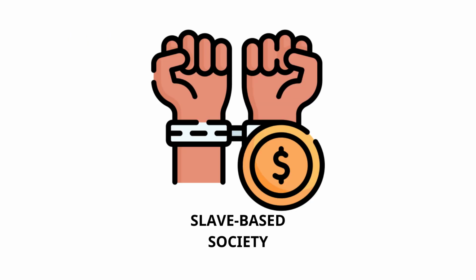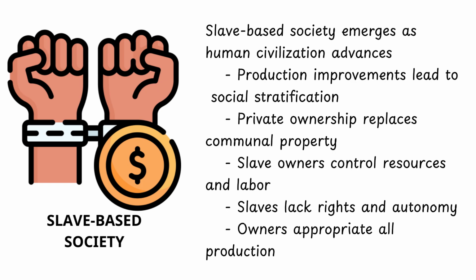Number 2. Slave-based society. Slave ownership marks the second stage in human society's development. This era saw major advances in production, leading to social divisions and opposing classes. In this system, the community no longer owned the means of production. Instead, individuals took control. These slave owners managed land, tools, and people. Slaves had to work under their master's strict control. All work results went to the slave owners.